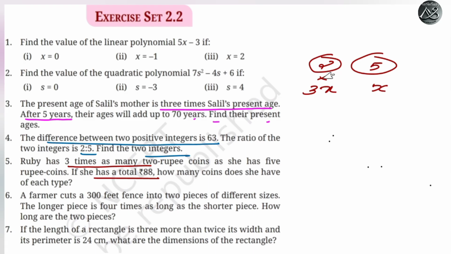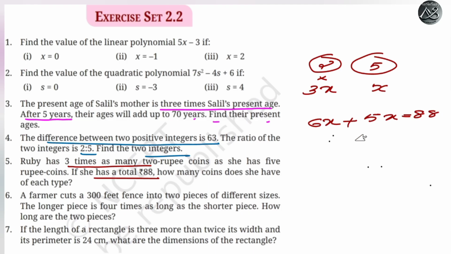That is 2 rupee coin 3x എണ്ണമാകുമ്പോൾ total amount എത്രയാണ്? 2 into 3x, that is 6x ആണ് അവിടുത്തെ ടോട്ടൽ വരുന്നത്. And 5 rupee coin x എണ്ണമാണുള്ളത്. So the total amount of 5 rupee is 5x. And it is given that the total amount is 88 rupees. That is 6x plus 5x is equal to 88.